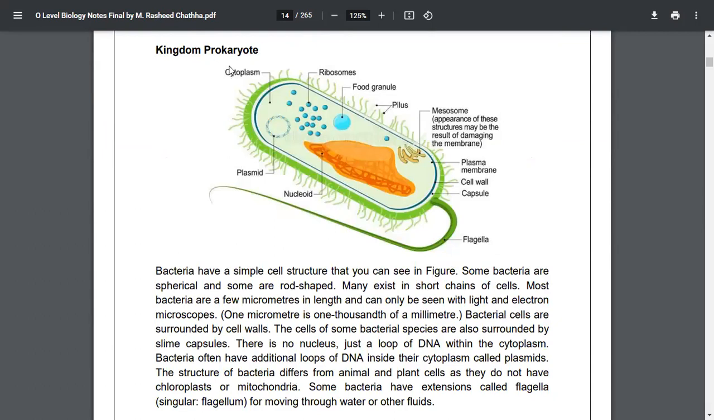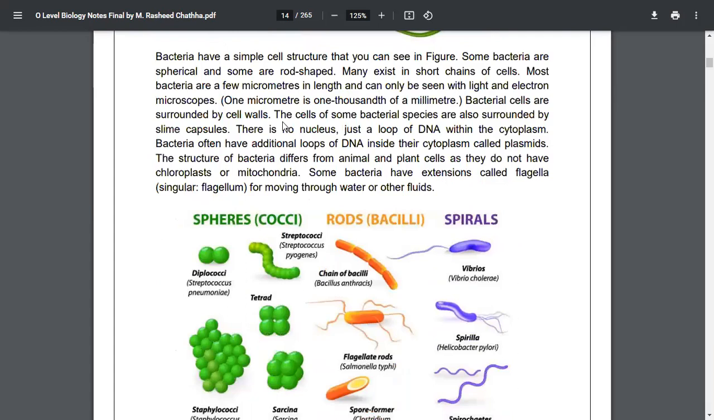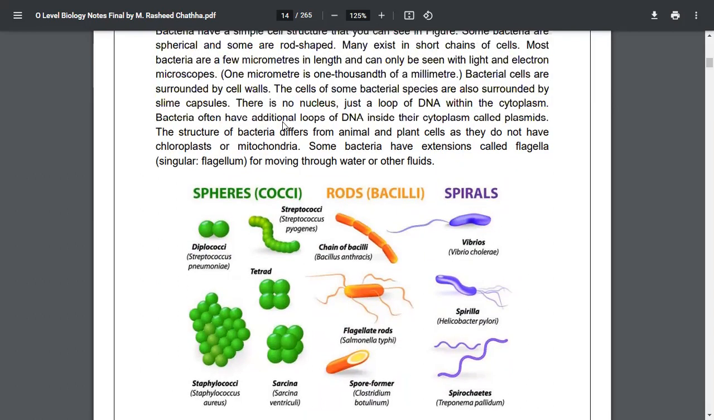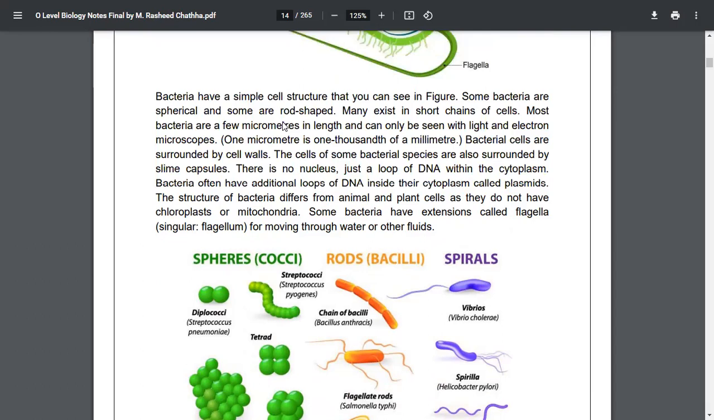Now, if you look at these organisms, then you can easily identify them. Now, let's talk about Kingdom Prokaryota, which is about the bacteria, and these are unicellular. Bacteria have a simple cell structure that can be seen in the figure above. Some bacteria are spherical and some are rod-shaped, and may exist in short chains of cells.